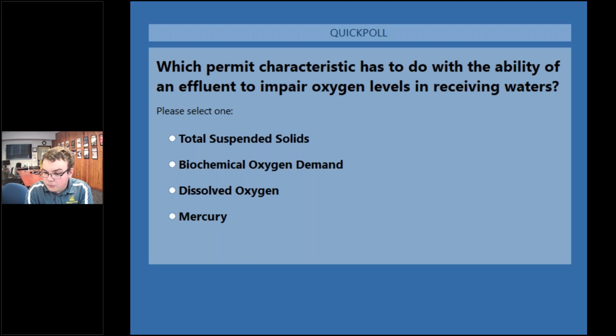So this question asks, which permit characteristic has to do with the ability of an effluent to impair oxygen levels in receiving waters? So just go with what you know to be true here. This isn't graded or anything, but is it total suspended solids, biochemical oxygen demand, dissolved oxygen, or mercury? And we'll give you a couple more seconds to think this one through.